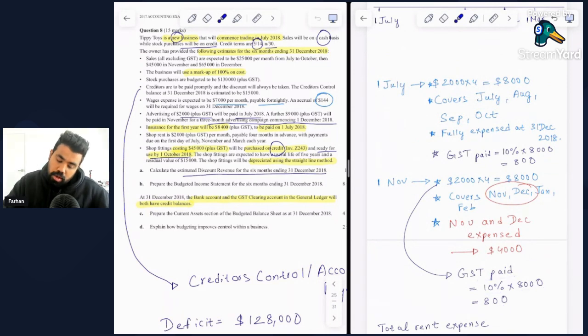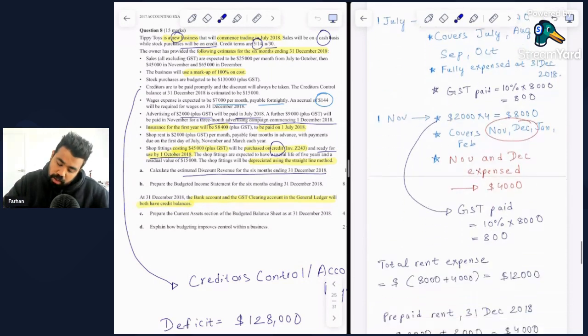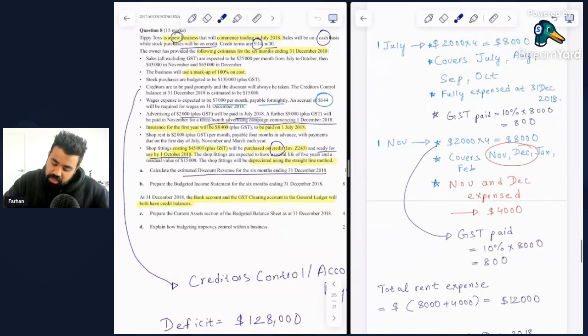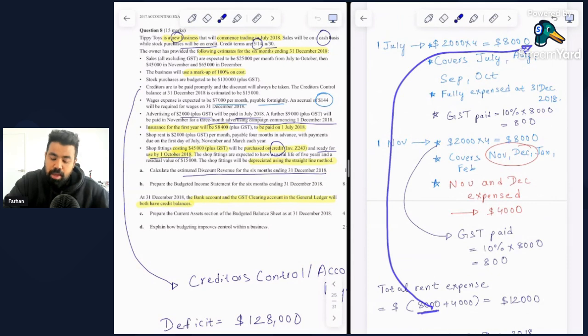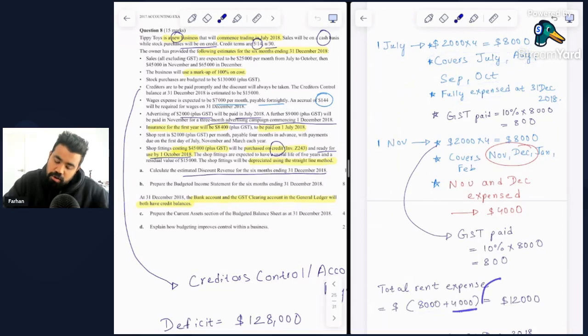Now, let's calculate the total rent expense for the 6 months ending 31 December 2018. So we are expensing $8,000 entirely, which is coming from the payment we're making on 1 July, which covers July, August, September, and October, and these amounts should be fully expensed. And then we get $4,000 for the month of November and December with regards to the rent payment that we have made on 1 November. Okay? So altogether, the total rent expense is $12,000.